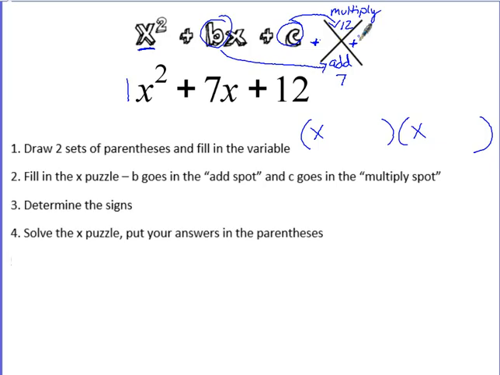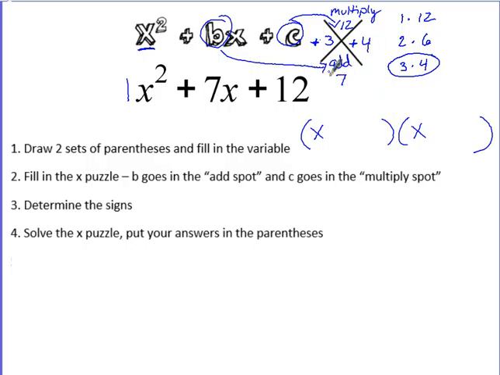Now I have to actually figure out what these numbers are. What are numbers that multiply to get 12 as the answer and add to get 7? What I'm going to do to help me is just make a list of numbers that multiply to 12. So I know I can multiply 1 times 12, and that would give me 12 as the answer. I could also multiply 2 times 6 and get 12. Or I could multiply 3 times 4 and get 12. So these are all the numbers that I can multiply to get 12, but I'm looking for the ones that add up to 7. So hopefully you see that that would be 3 and 4. If I multiply 3 times 4, I get 12. If I add 3 plus 4, I get 7.